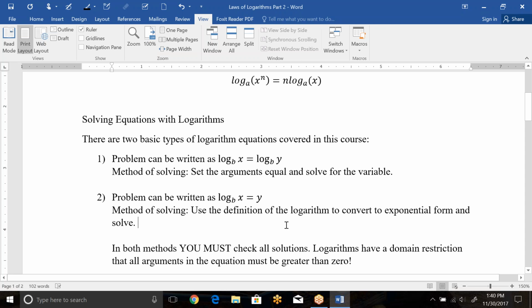But in both methods, you must check all of your solutions at the end because logarithms, like we said, have a domain restriction, and each argument, which is, remember, the part inside of the log, has to be greater than 0. If a single part of that fails on any of the arguments in the entire equation, then it is not a solution.